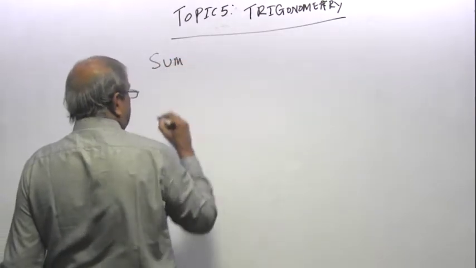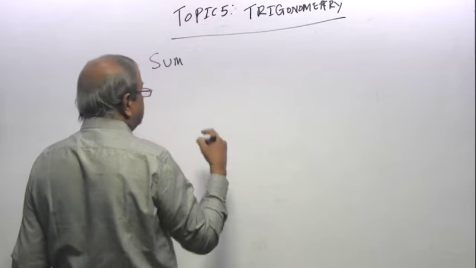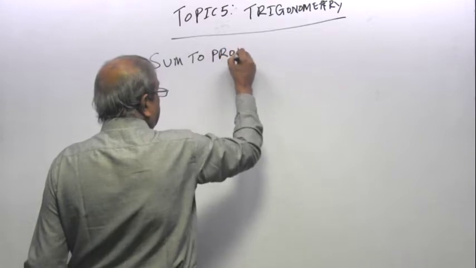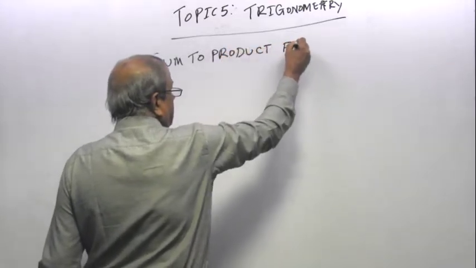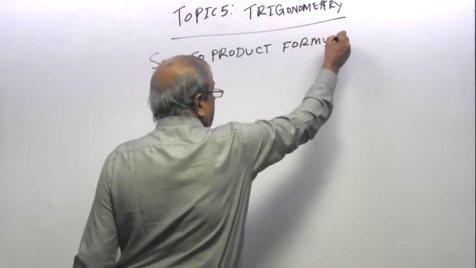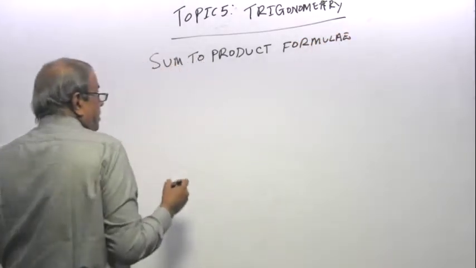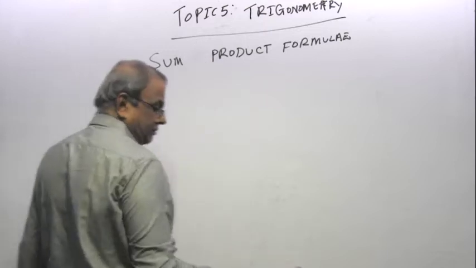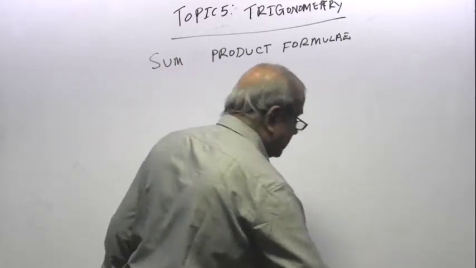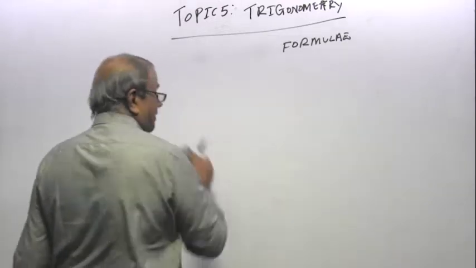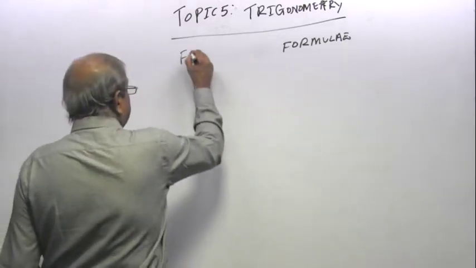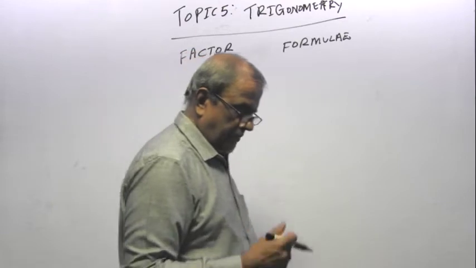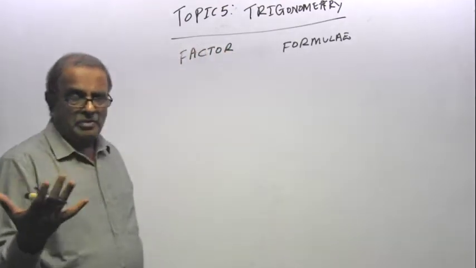Sum and product formula. Sum to product, product to sum. Instead of saying that, we can as well say sum and product formula or the factor formula. To understand this, we use the formula for sine of A plus B and so on.